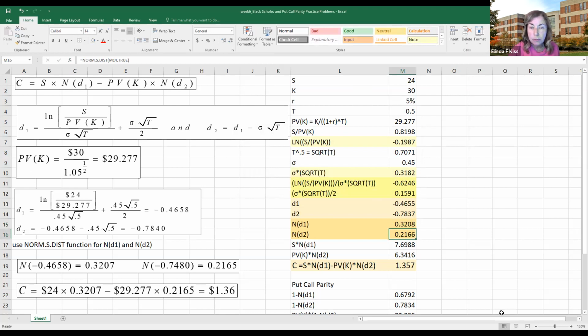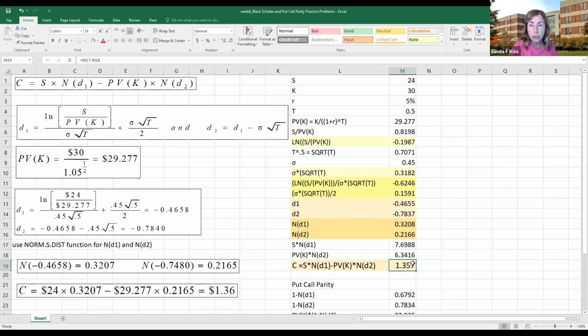N of D2 is 0.2166. Next, I multiply the stock price times N of D1, getting 7.7 approximately. And then I multiply the present value of the strike times N of D2, and that is 6.34 approximately. And now I work it through, and I get that my call price is $1.36.